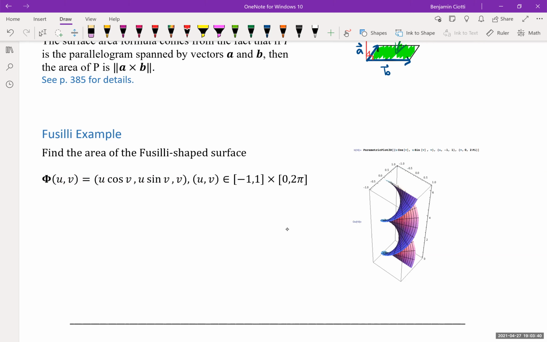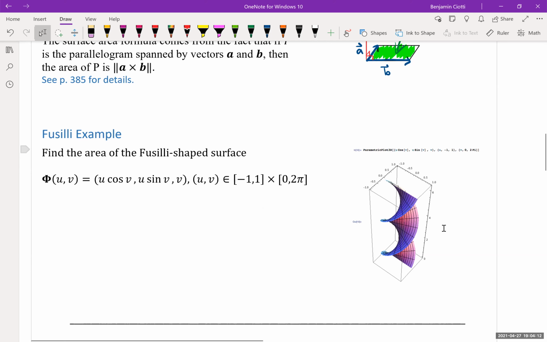I myself am Italian, so you could say I'm a bit partial to a surface that looks like a fusilli noodle. Anyway, let's calculate the area of that surface. And so I'm going to do this live in class, but I encourage you to try it first. So you can pause the video now and go ahead and try it. Or if not now, at least give it a shot before we meet for class on Wednesday.